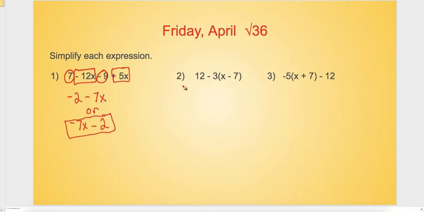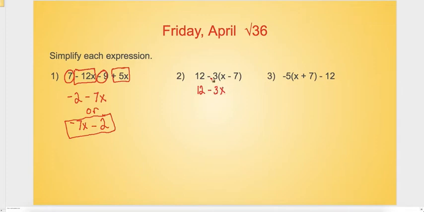Okay? Number 2. We have 12 minus 3 times x minus 7. Notice when we have a number in front of parentheses, it signals the distributive property, so we have to do the distributive property first. We have 12, and a minus sign in front of the 3. When we distribute, we are really distributing a negative 3, because a minus sign in front of a number or variable signals that it's negative. So we can write minus 3x.